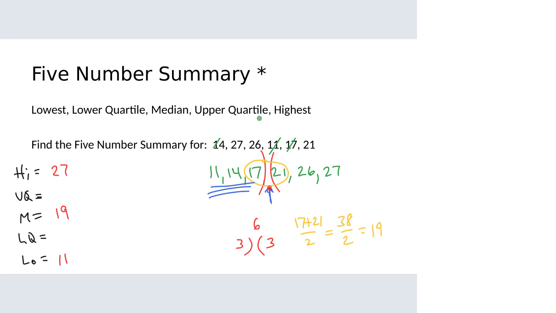And now finding the lower quartile is pretty simple, because as we look at this, we can see, well, there's only 3 data points. So the one in the middle is a lower quartile. In the upper half, there's 3 data points. So the one in the middle is the upper quartile. And there's our 5-number summary: 11, 14, 19, 26, 27.